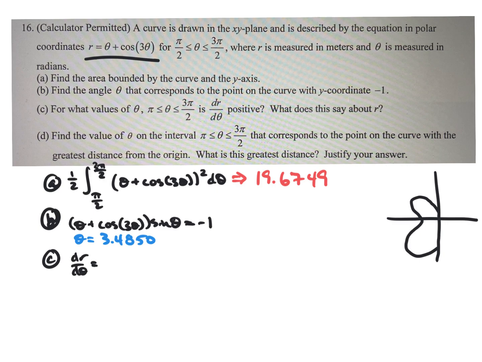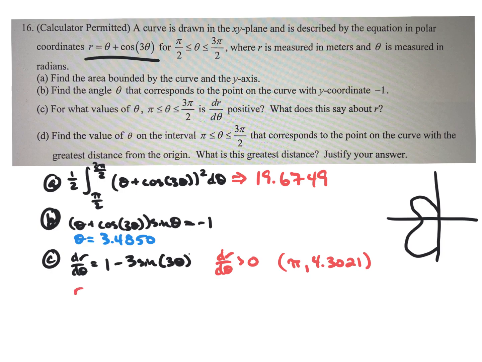So what's my derivative of r with respect to theta? What's the derivative of theta? 1 plus, or not really going to be plus. All right, what's the derivative of cosine of 3 theta? Negative 3 sine of 3 theta. All right, and so now what am I going to do with my calculator? It says when is that positive. So I'm going to graph that and figure out when it is above the x-axis. All right. If on the interval pi to 4.3021. All right.